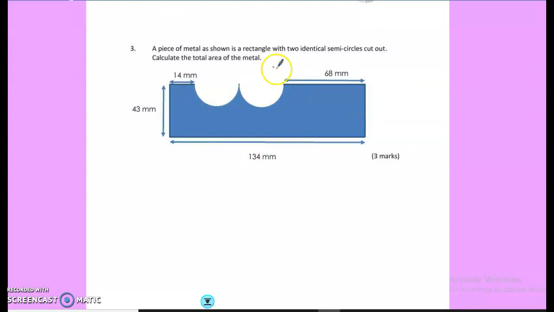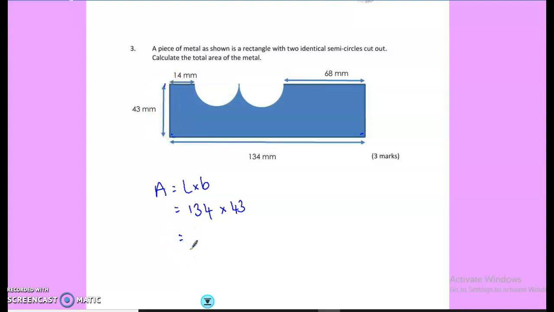Okay. Question 3, we want to find the area of this shape here. So we've got a rectangle with 2 semicircles removed. Okay, so I'm going to start by finding the area of the rectangle. Area of the rectangle is the length times the breadth. The length is 134. My breadth is 43. So we're doing this one by this one.